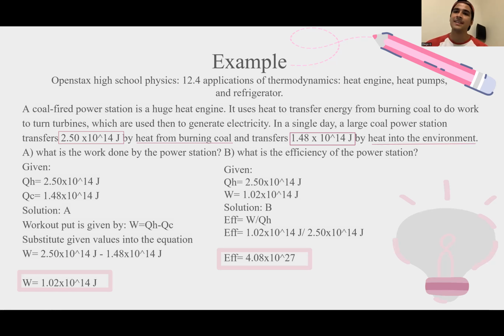And now that we have that, we can find out the efficiency. And again, it's a simple plug-in. You just need to know what you're working with. Since you already identified QH, all you have to do is plug in your W and your QH and divide W by QH to get the efficiency. So all you're doing is dividing 1.02 times 10 to the 14th joules by 2.5 times 10 to the 14th joules. And from there, you get your efficiency, which is 4.08 times 10 to the 27th.